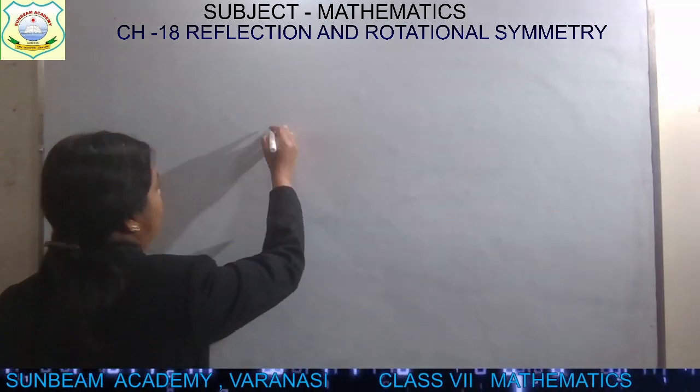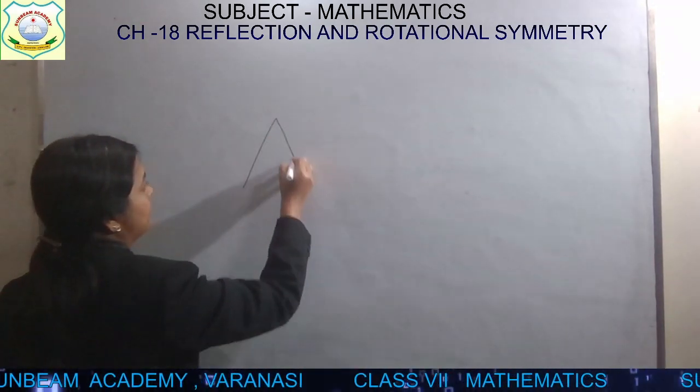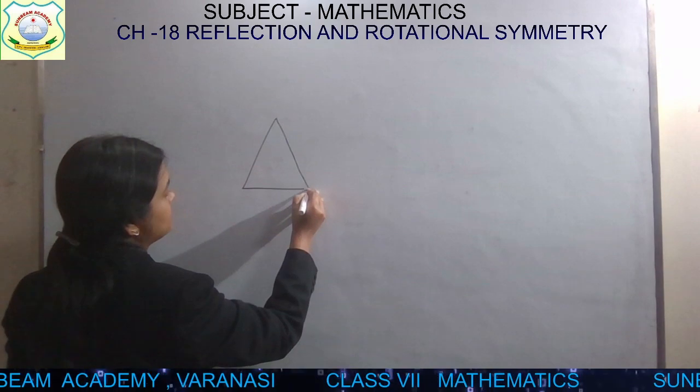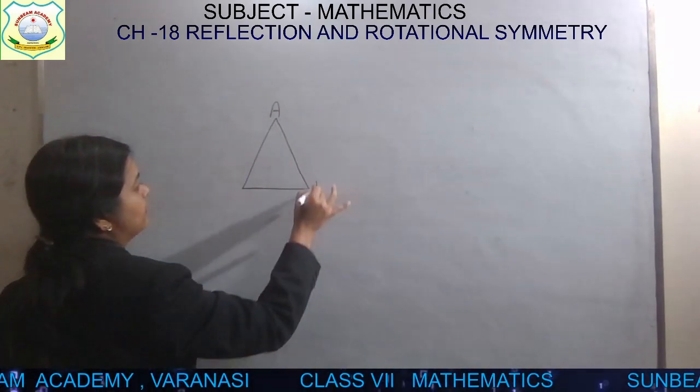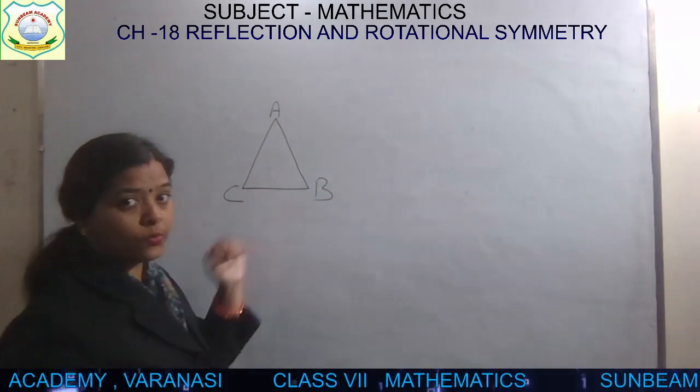Let me show you through the diagram. If you are having an equilateral triangle, just imagine that this is an equilateral triangle having vertices A, B and C. This is the original one.